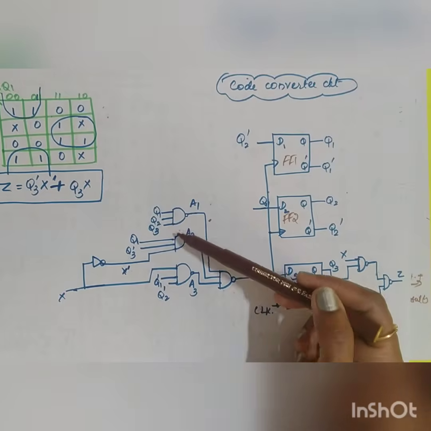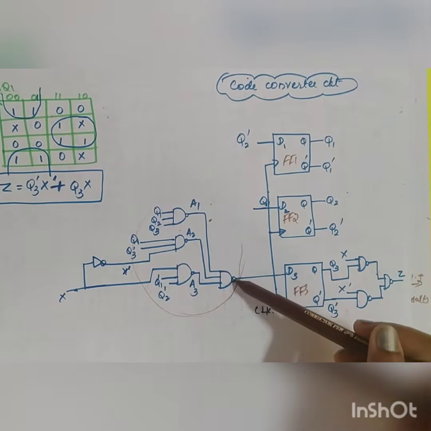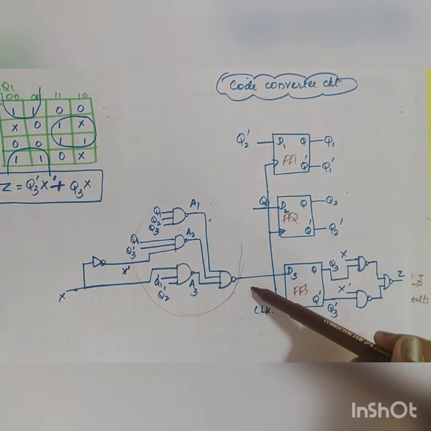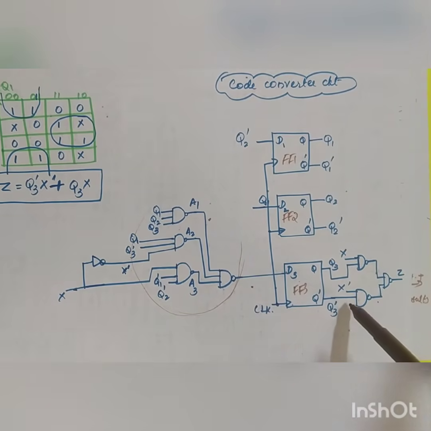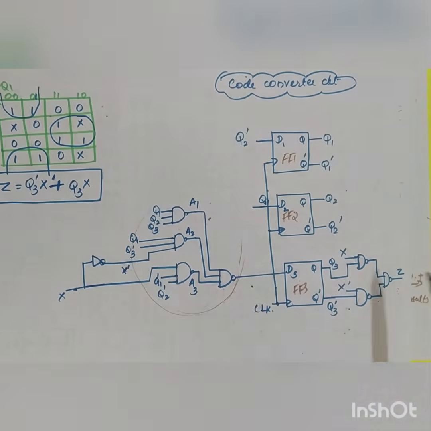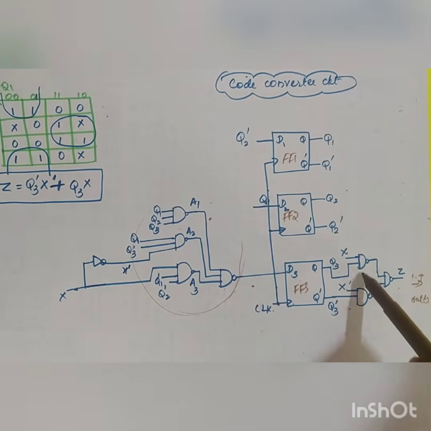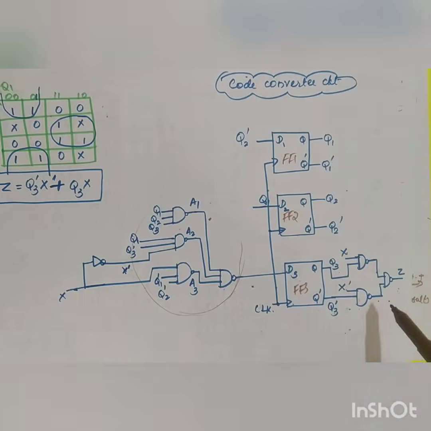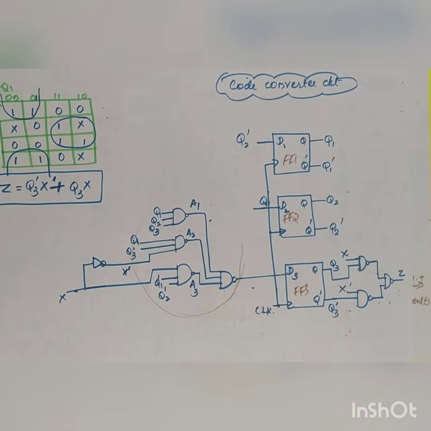So here you can go for AND gate and OR gate. The same equivalent representation they have represented by NAND gate. So this will also finally give an OR expression when you apply De Morgan's theorem. Similarly, in the case of Z, Z is equal to Q3 dash X dash plus Q3 X. Here also, instead of AND gate and OR gate, they have used the equivalent representation using NAND gate. Okay. So this is how you will be getting your code converter circuit, that is BCD to XS3 code.